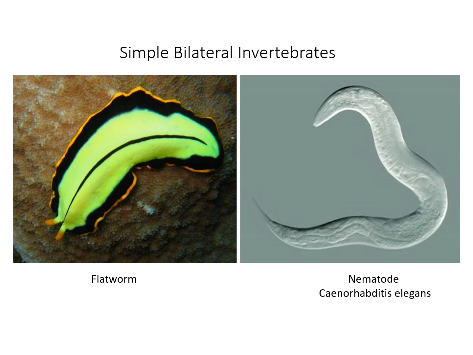On the right is Caenorhabditis elegans, a tiny nematode and one of the most studied organisms in all of biology. Together, these two invertebrates highlight both the ecological diversity and scientific importance of simple bilateral animals.